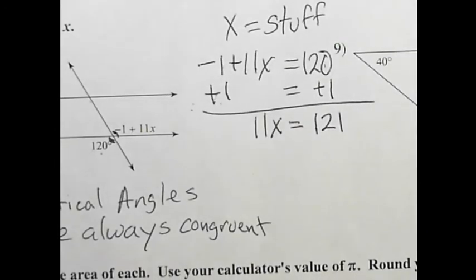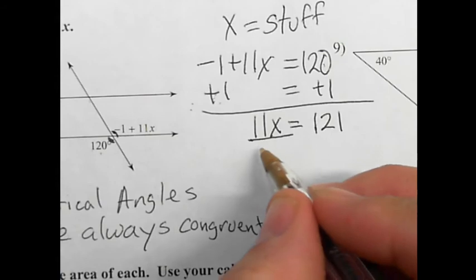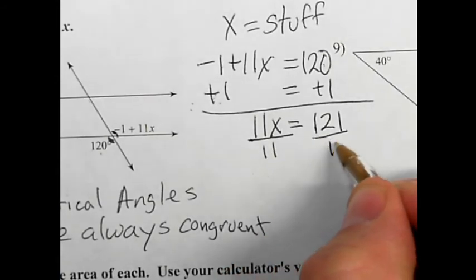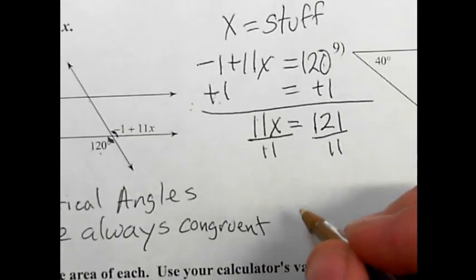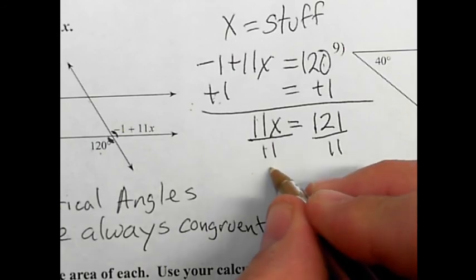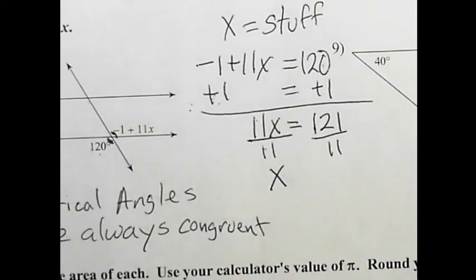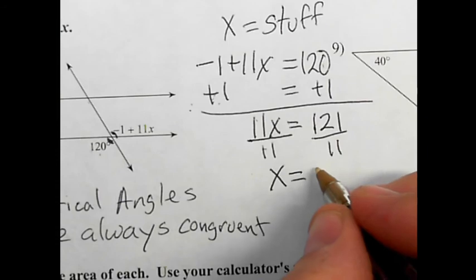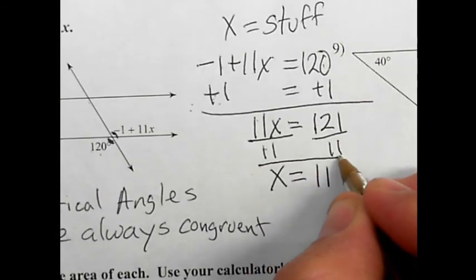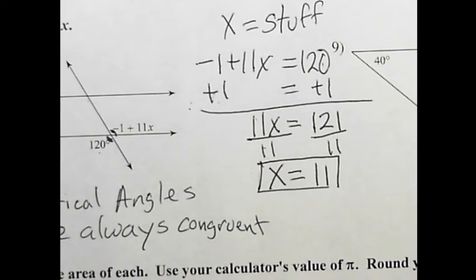Still want to get x by itself, so I need to move the 11 away from the x. 11x means 11 times x. To move the 11, I do the opposite of multiplying by 11, so I divide by 11. 11 divided by 11 is 1. 1 times x is x. 121 divided by 11 is 11. x equals 11.